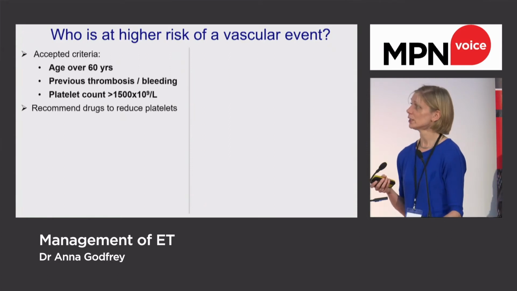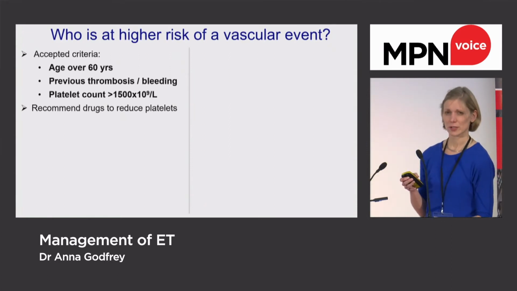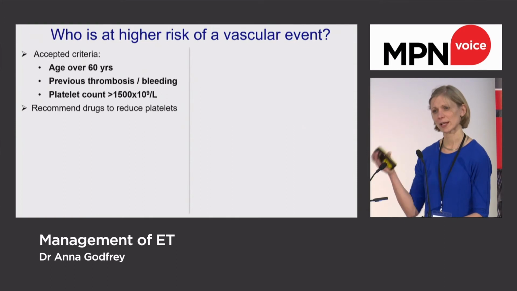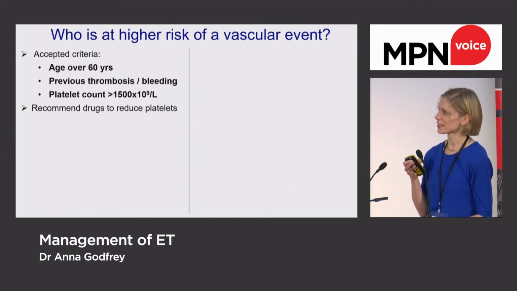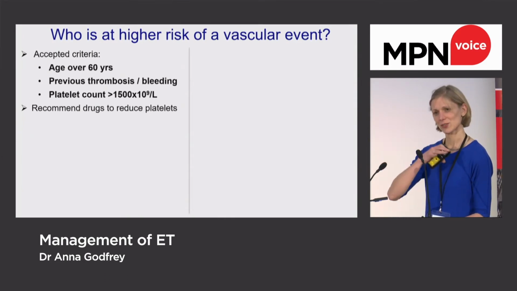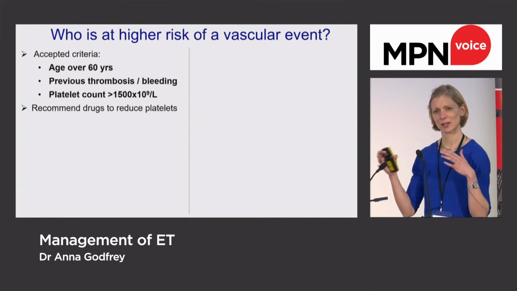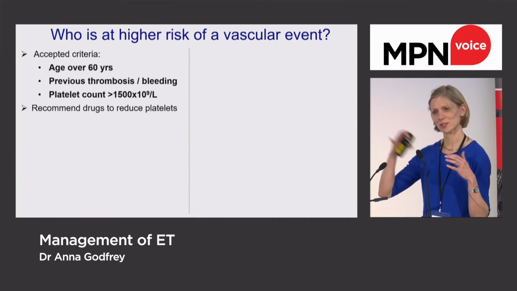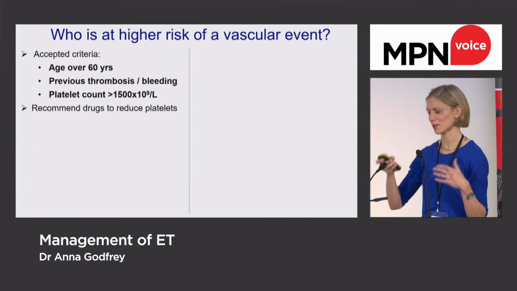And those are the people who we recommend to have some kind of drug to reduce the platelet count. We also tend to recommend drugs to reduce the platelet count in people who have a platelet count more than around 1,500. And the reason for that is not so much because that increases the risk of thrombosis. Interestingly, there isn't really a clear correlation between a very high platelet count and the risk of thrombosis, although you might think that there would be.